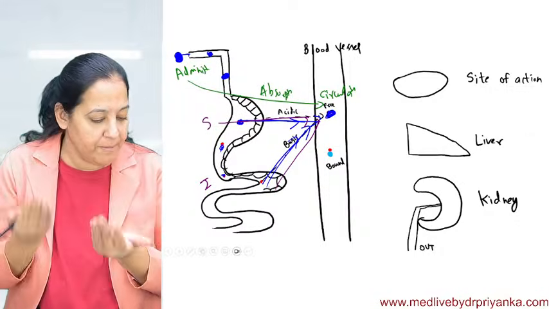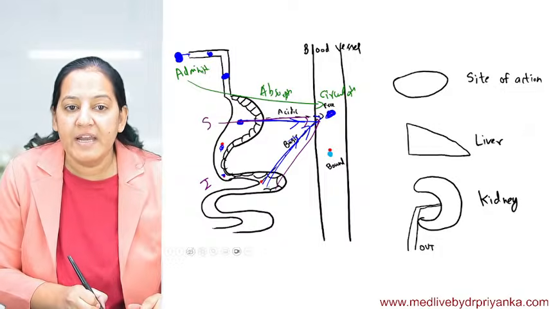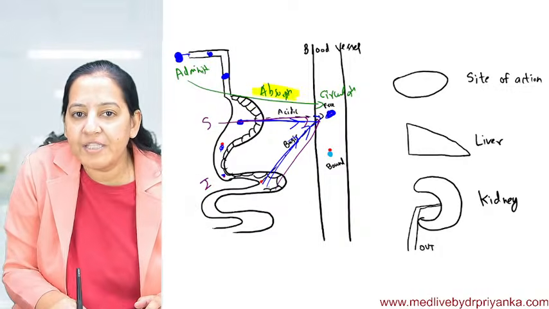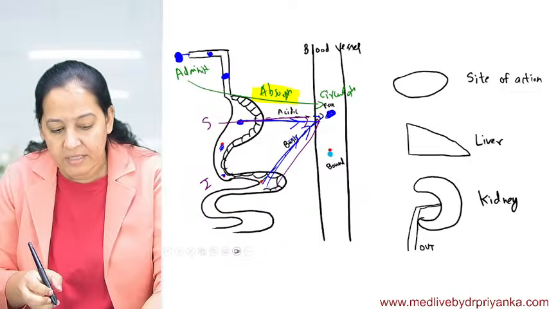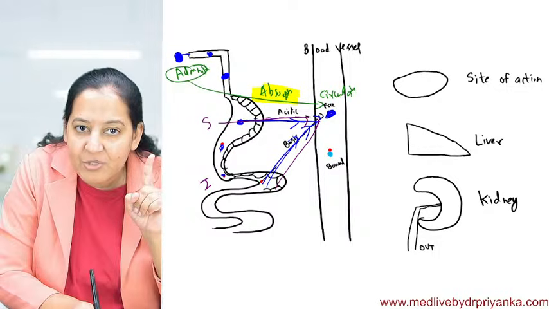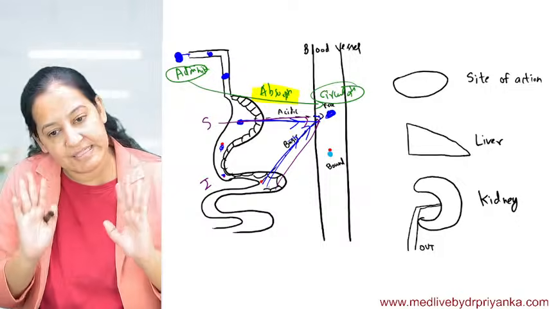What is drug absorption? Tell me the definition of absorption. Absorption is the movement of drug, from where to where? The drug is moving from the site of administration to circulation. This is known as absorption.